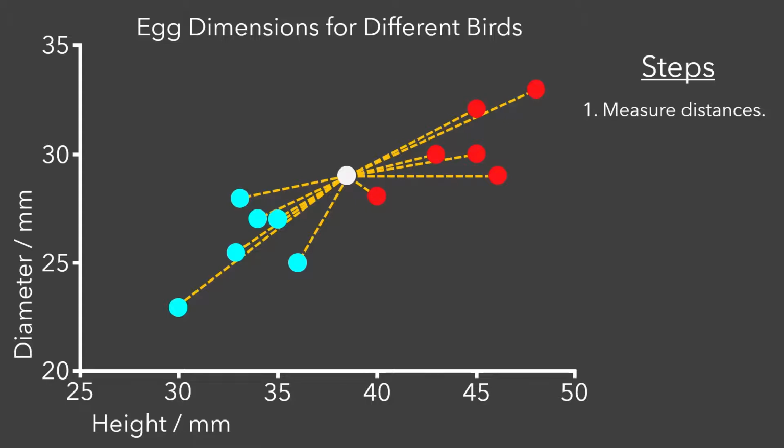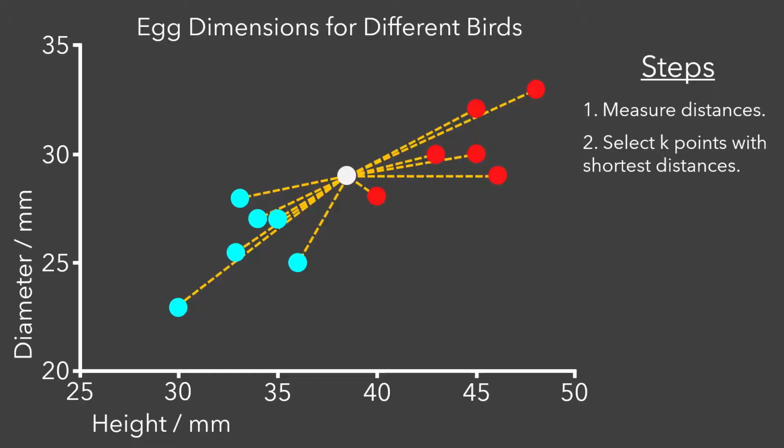So what do we do next? Well, we need to select the k number of points with the shortest distance. And this is where the k of k nearest neighbours comes in. It's the number of neighbours that you want to use to characterise an unknown point.